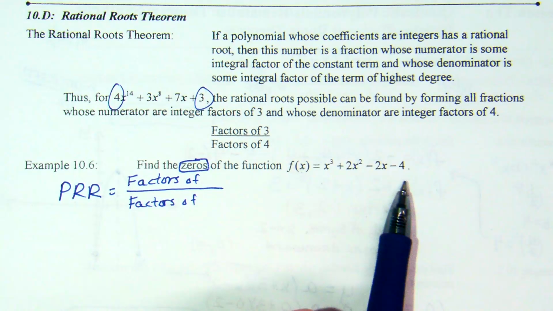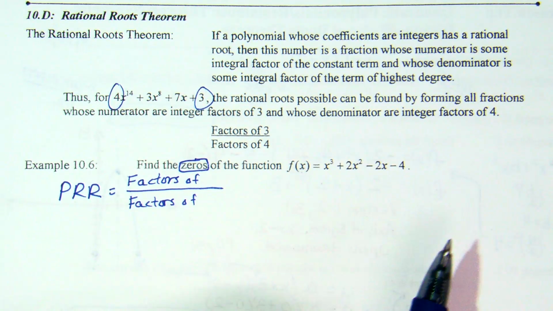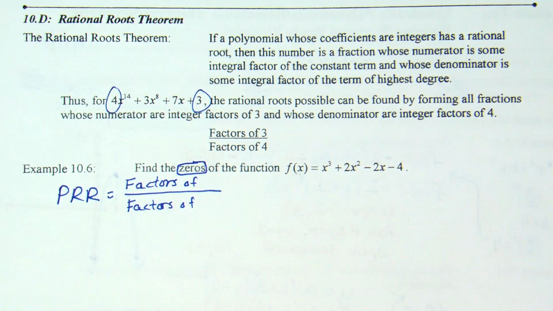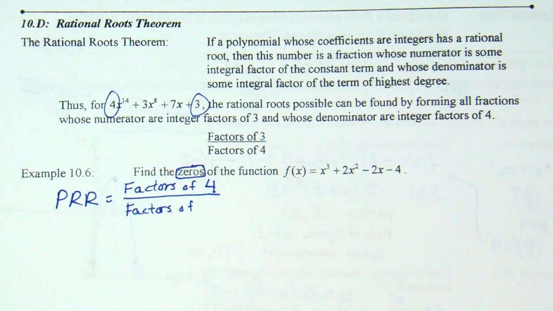Synthetic divide. Drop the 1. Multiply. We get 1. Add. We get 3. Multiply. We get 3. Add. We get 1. Multiply 1 and add negative 4. No, because I didn't get a remainder of 0. So now what? Try another one.